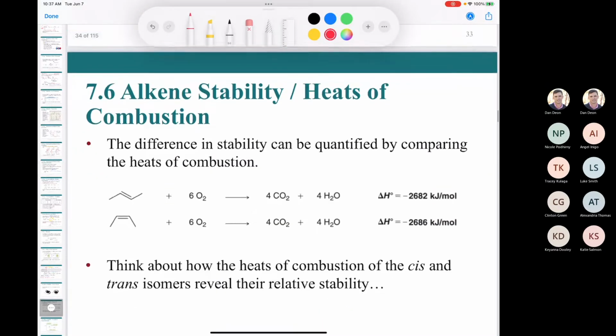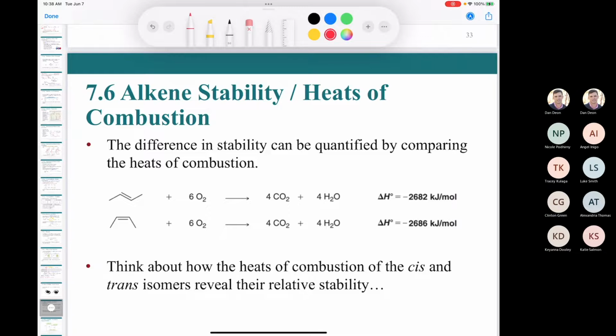Okay, cool. And what's neat is you can actually quantify this. How cool is that? If you compare the heats of combustion of trans 2-butene and cis 2-butene, look at the difference. It's not big, but they are both exothermic reactions. They're just combustion reactions, but you see there's a difference of 4 kilojoules per mole between the two, and you see that the cis actually releases more energy. What does it tell you? It was less stable to begin with. The less stable something is, the more energy it's going to release when it undergoes combustion. So this one, the trans, is more stable by 4 kilojoules per mole. It's not a lot, but it's a little bit.